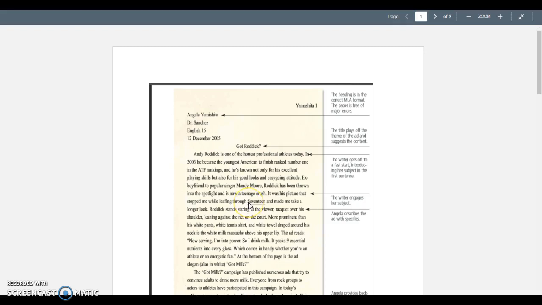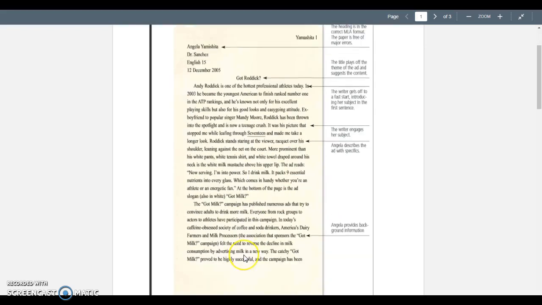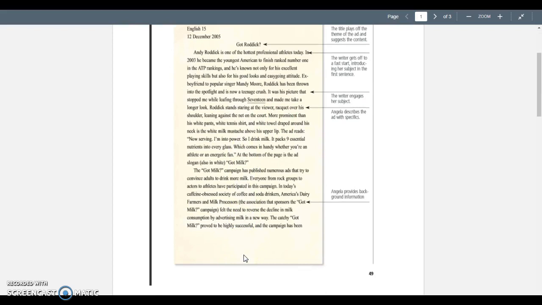In this case, she's writing about an ad for milk, so obviously we don't need background information on milk, right? Because we know what milk is. So she provides background information on Andy Roddick. You also need to tell us where you found the ad in the introduction, and then of course go ahead and describe the ad. I will go ahead and post a page with an actual outline. That way you can have an outline to refer back to.